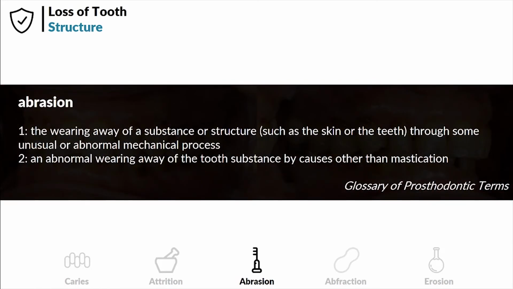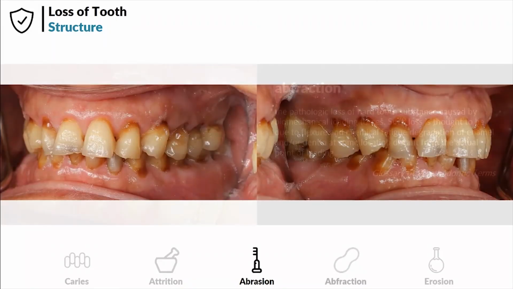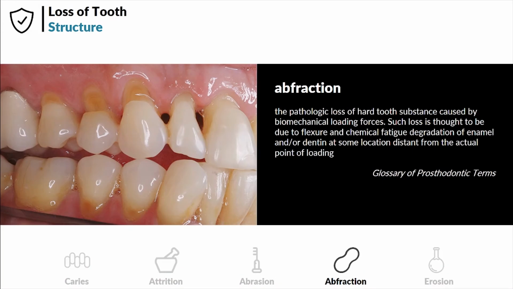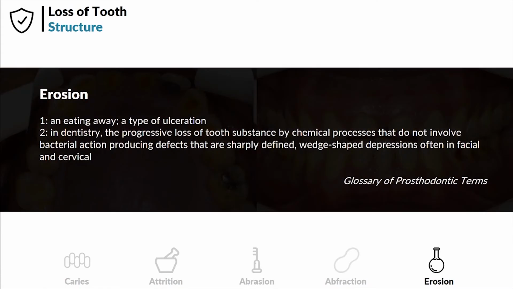So other examples of abrasion may be somebody chewing on a toothpick, or somebody with habits like nail biting. So those are all unusual processes that aren't caused by mastication or by putting your teeth together. So if you're to simplify this definition of abrasion, you would think of it as the loss of tooth structure via unusual or abnormal mechanical processes.